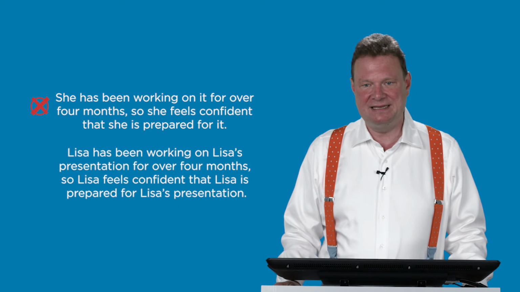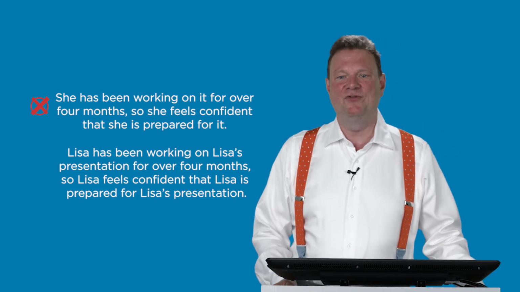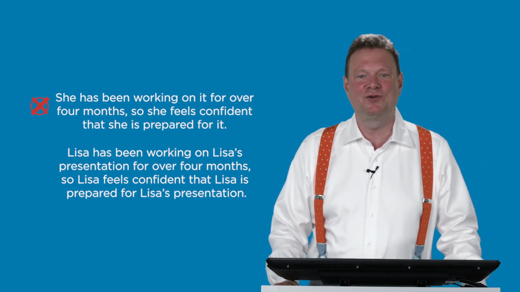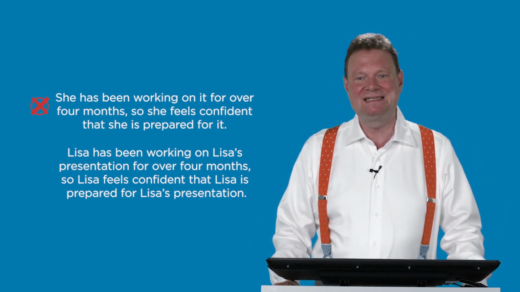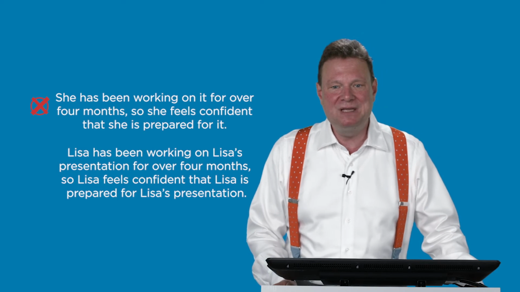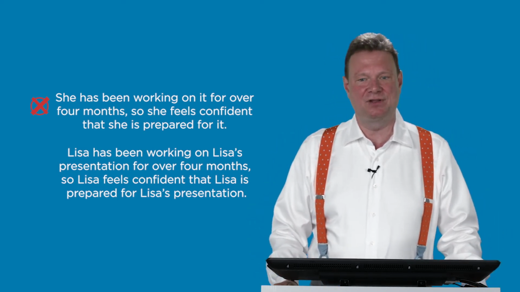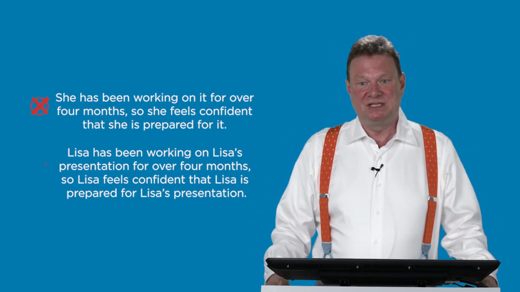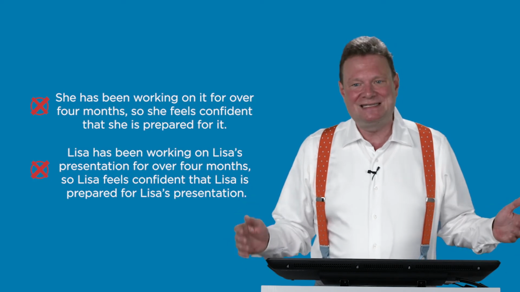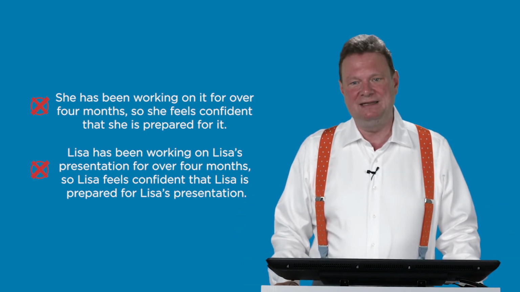In the second sentence, the writer repeats Lisa's name multiple times. Lisa has been working on Lisa's presentation for over 4 months, so Lisa feels confident that Lisa is prepared for Lisa's presentation. Having the noun repeated instead of replacing it later with a pronoun still is clear, but it is not concise, so we don't want to do that either.